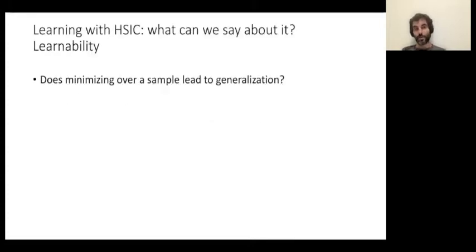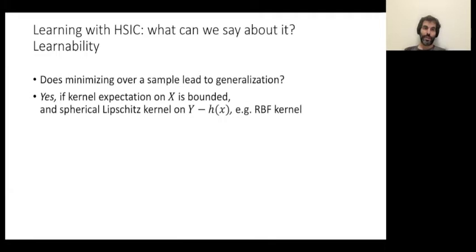And we also show in our paper that minimizing over a sample, even though this is a weird objective function that ties together all of your training set, because you have this kernel matrix that takes everything in at once, it doesn't decompose, it still works. We showed that minimizing over a sample leads to generalization under some technical conditions about the kernel expectations and the kernel you use on the residual. If you use RBF kernels, for example, it's fine.